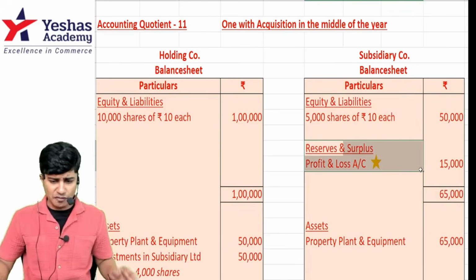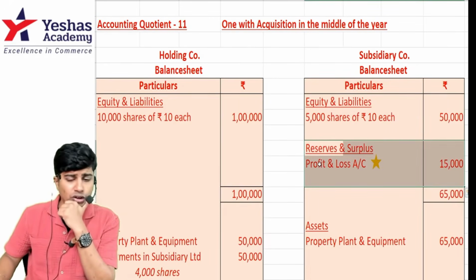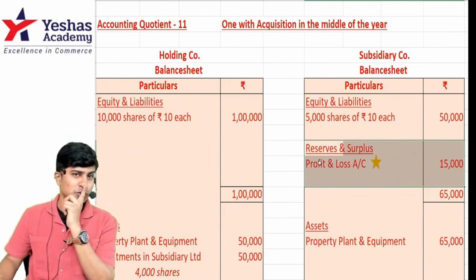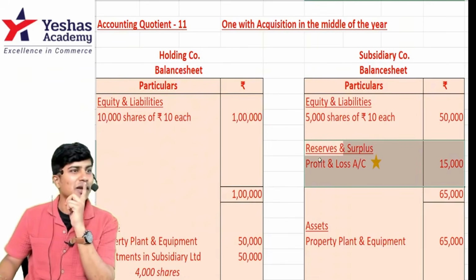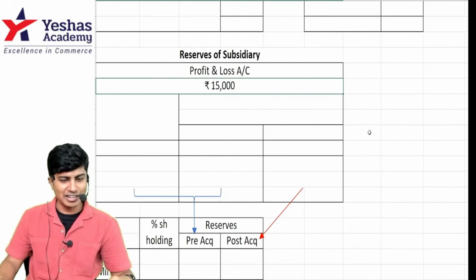Then next, reserves of subsidiary. How much? 15,000. What do you do with this 15? Split pre, post. Then pre will be shared between holding and minority, post will be shared between holding and minority. Now, if you come to the reserve table, I'll write here.